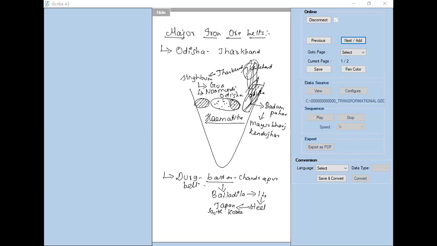How is it exported? You see, here we are having Visakhapatnam, yes or no? In Andhra Pradesh. So from here, it is exported to Japan and South Korea. So what is the port here? Visakhapatnam port. Okay. So this is what about Durg Bastar Chandrapur belt. Are you able to follow? Shall I go to the next one? Yes, sir.